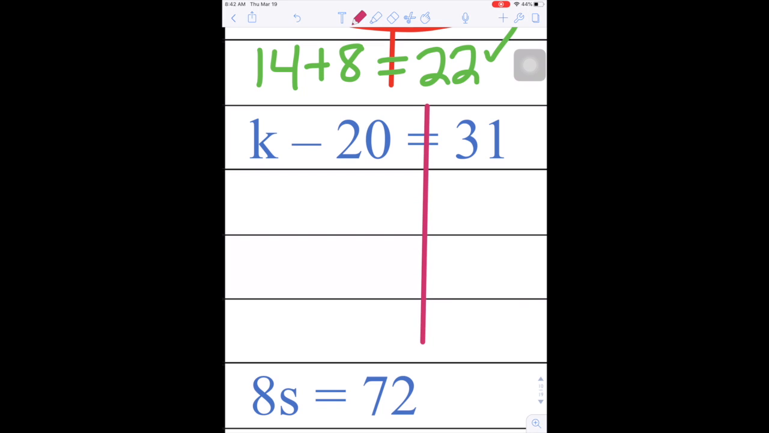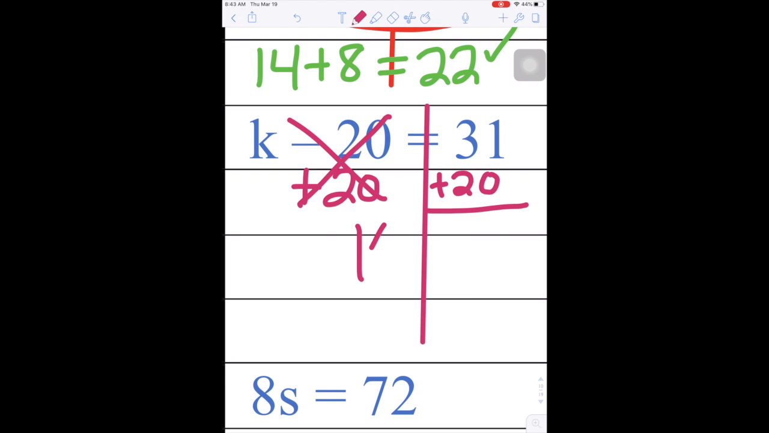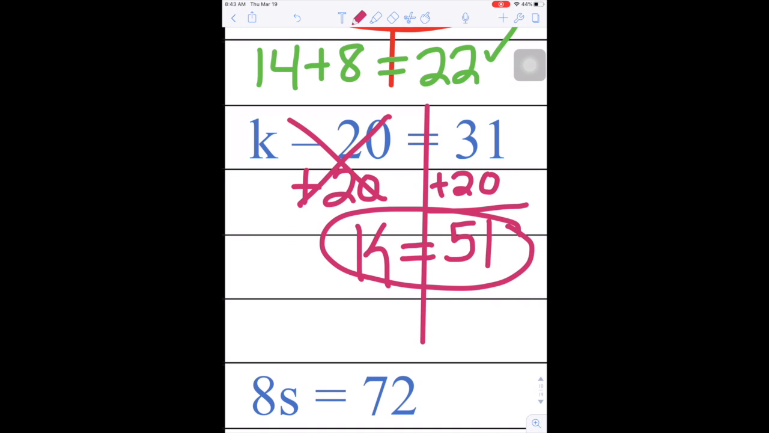So line down the middle. They subtracted. The opposite of subtract is add. So I'm going to add 20. I still have k. I'm going to go back and say, so in place of k, if I had 51 and I took away 20, would I have 31? Yep, that's true.